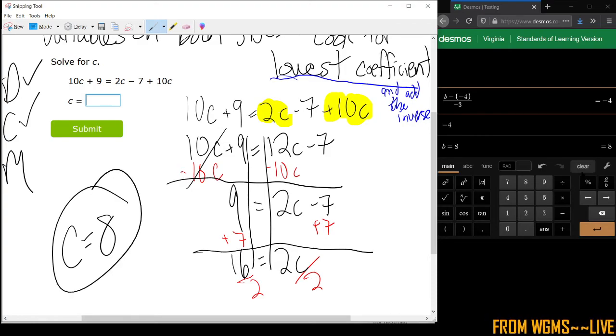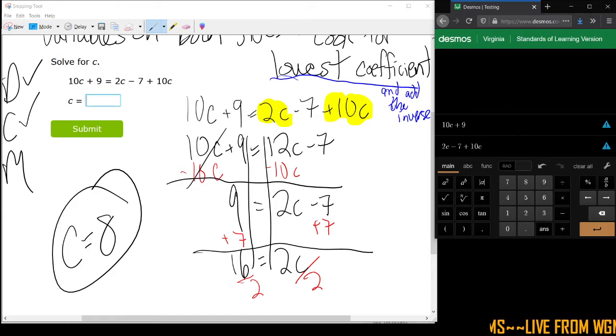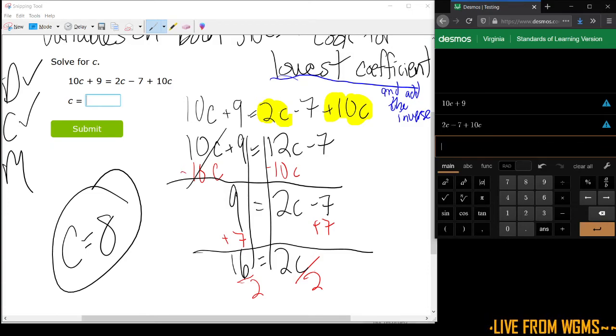To prove that, again, this is where that Desmos calculator really is important. So we're trying to figure out, well, I need to have this left and right side. So I need to say, all right, my left side is 10c plus 9. My right side is 2c minus 7 plus 10c. So you have to be very careful. Again, you want to make sure you type it in exactly as it looks. And you want to make sure that I'm trying to get these two expressions equal to each other so that way they form an equation.